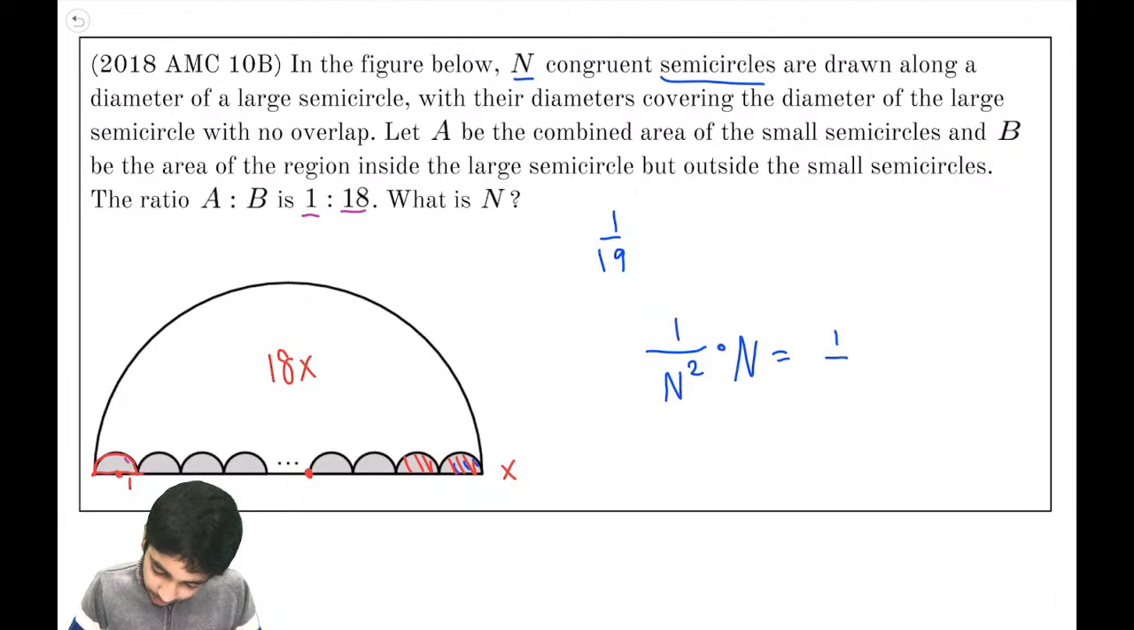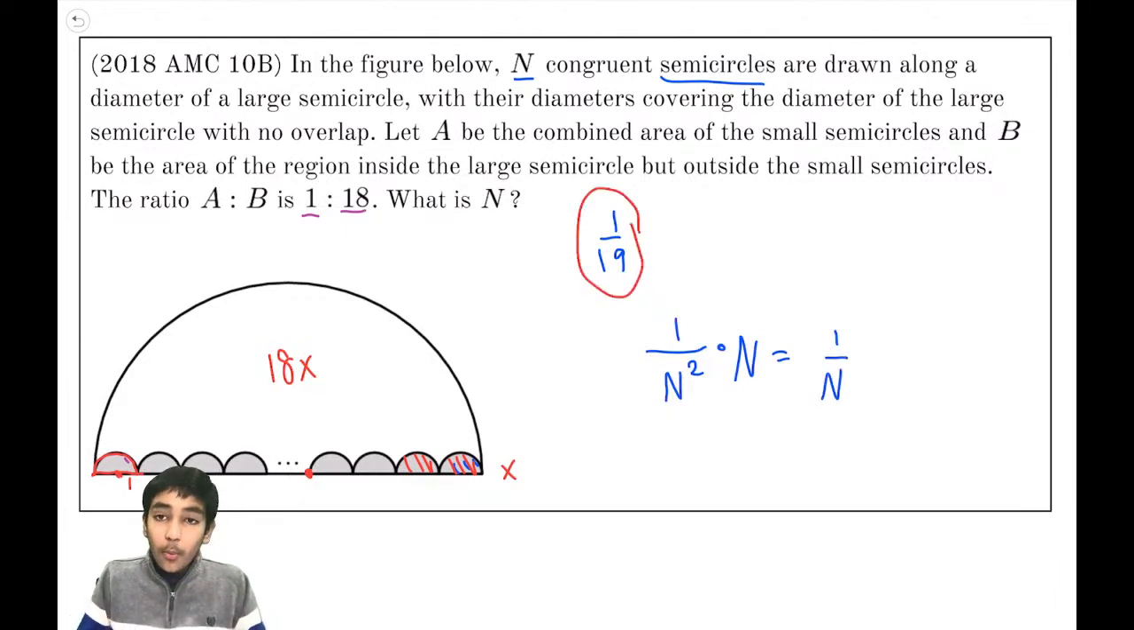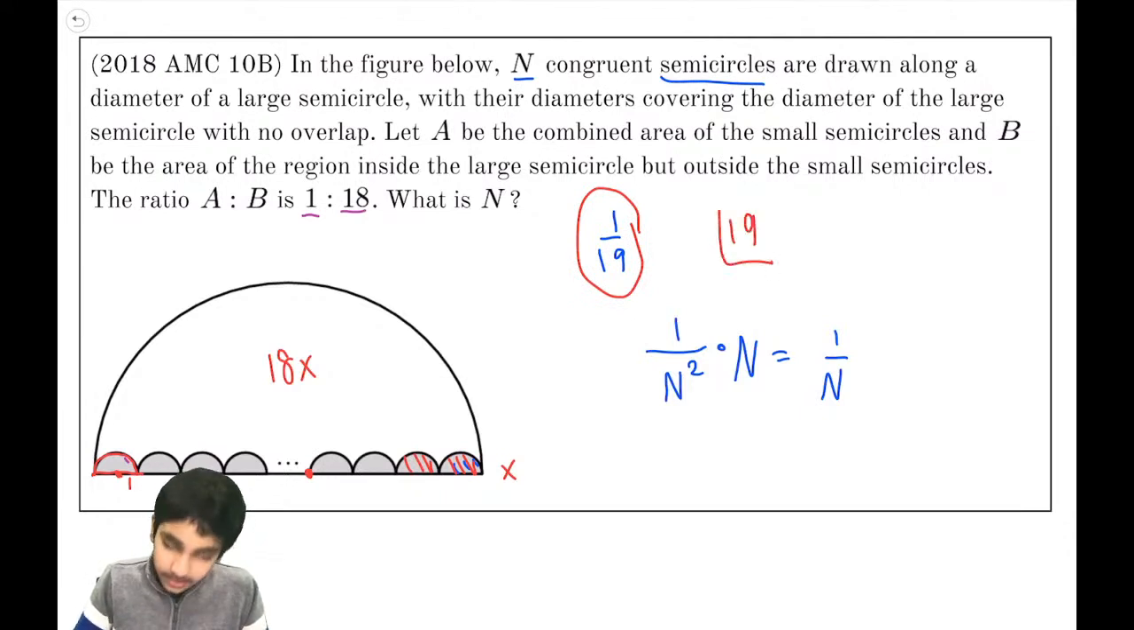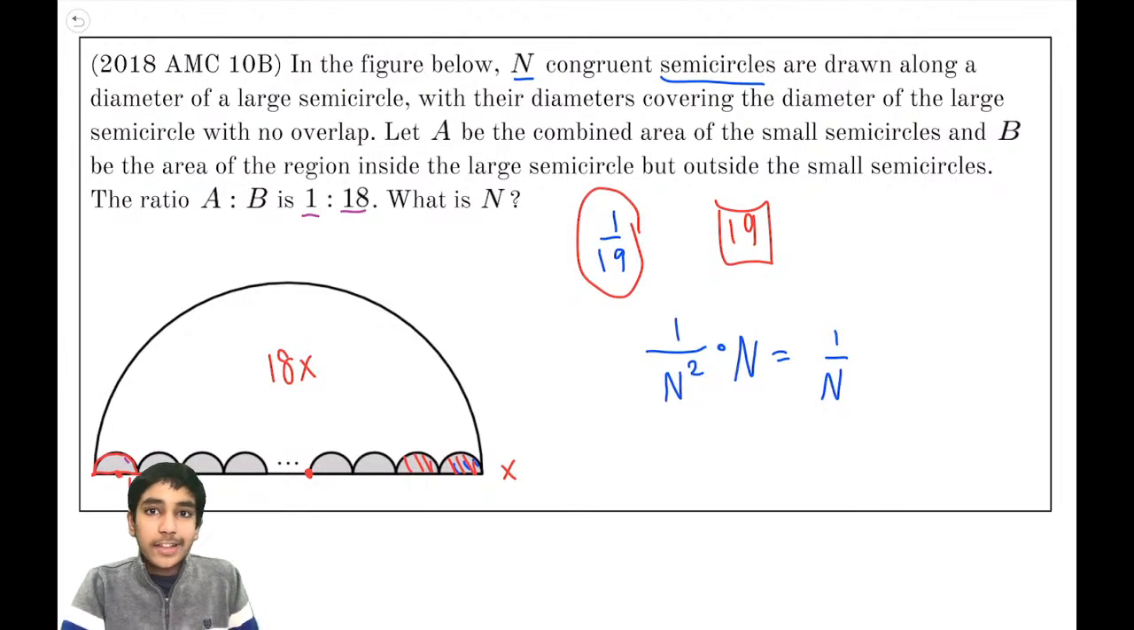And remember, we found that the ratio has to be 1 over 19. So what must n be then? 19, of course. So 19 is the answer. Be very careful of the beginning condition that it's the part outside.